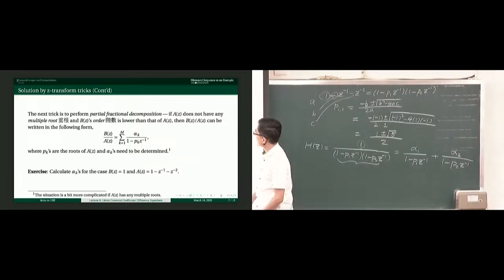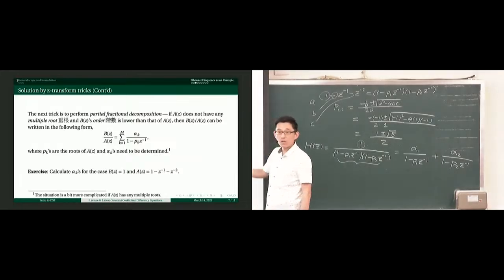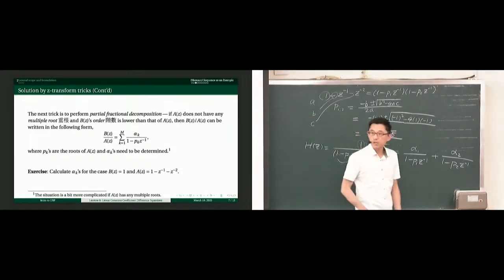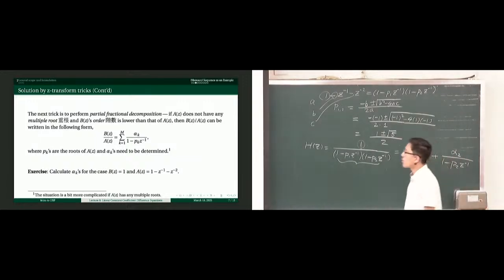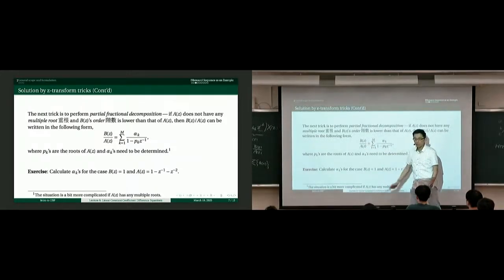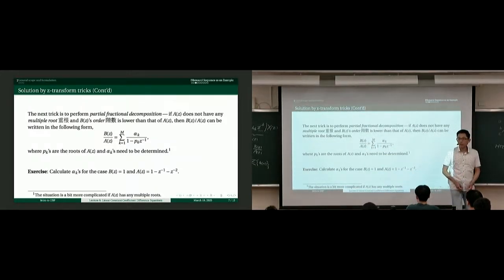Unless there's an exception: unless A has a multiple root. If A has a multiple root, the situation will become slightly more complicated, but let's not worry about it for now. In this case we don't have multiple roots. The two roots are different, one plus or minus square root of 5. That complicates our story, but let's not worry about it for now.